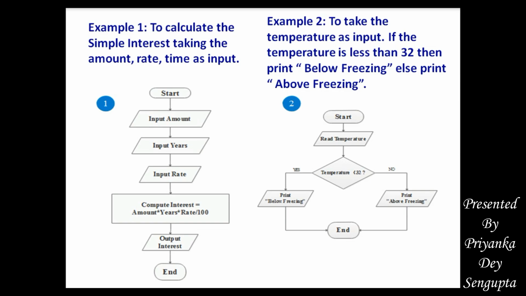So see that from the beginning, start. Next comes reading the temperature, inputting the temperature in a parallelogram. Now the decision box or the rhombus. Here it will check whether the temperature is less than 32. If it is true, see it is written there yes. If it is true or yes, then it will print below freezing. Else if it is false or no, then it will print above freezing. See both the print statements are in a parallelogram because it is an output statement. And finally we will end. Here too the entire flowchart is connected using flow lines or arrows. The flow is from top to bottom.